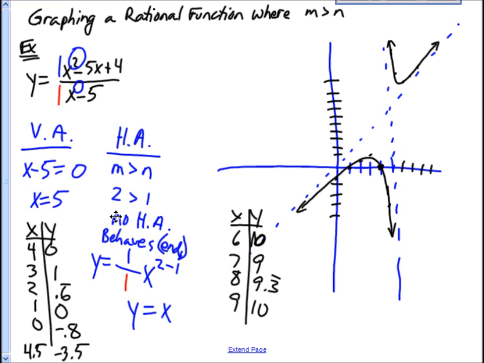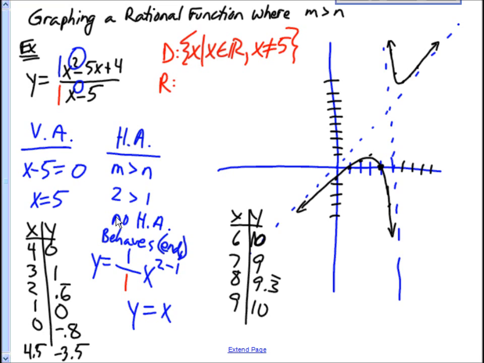Remember, if the degree of the top is greater than the bottom, you have no horizontal asymptote. You still want to find those vertical asymptotes and you want to discuss any domains and ranges. So let's do that for this one. Your domain here, you see how from left to right, the only break you have is that vertical asymptote at x equals 5. So we are all reals except for at 5, okay?